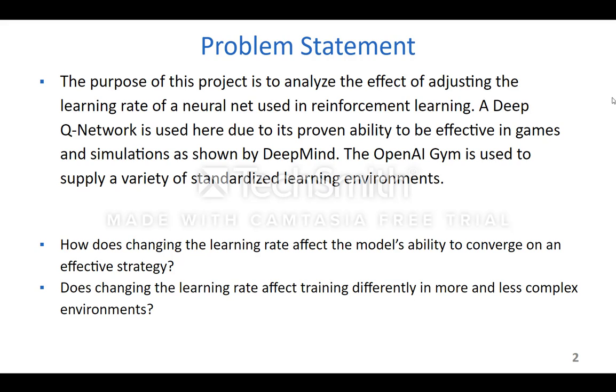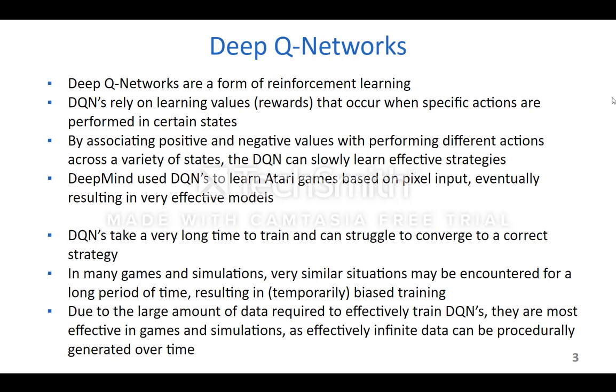A couple other questions being analyzed here are, how does changing the learning rate affect the model's ability to converge on an effective strategy, and does changing the learning rate affect training differently in more and less complex environments?